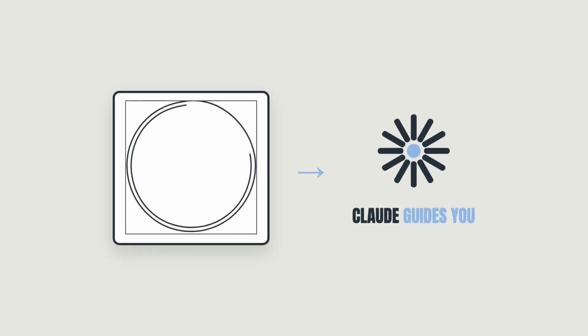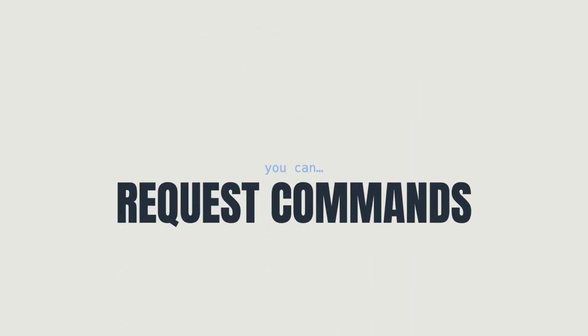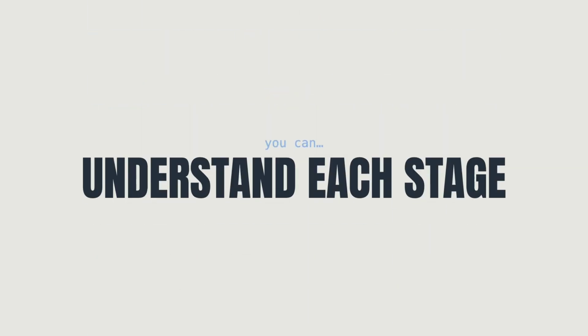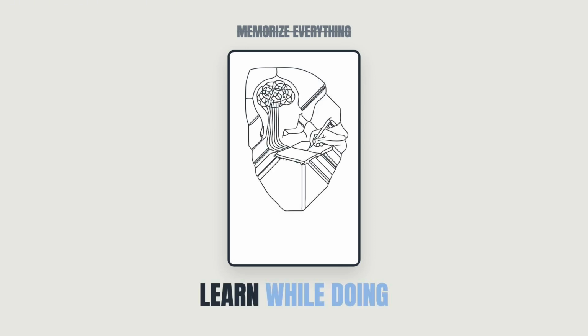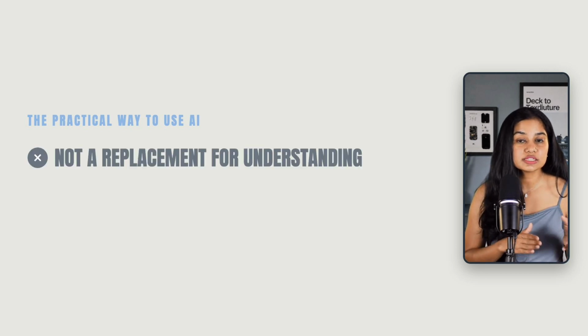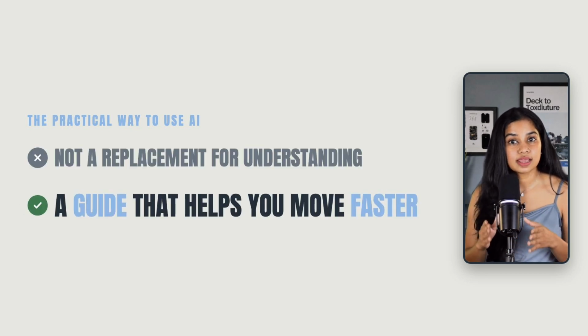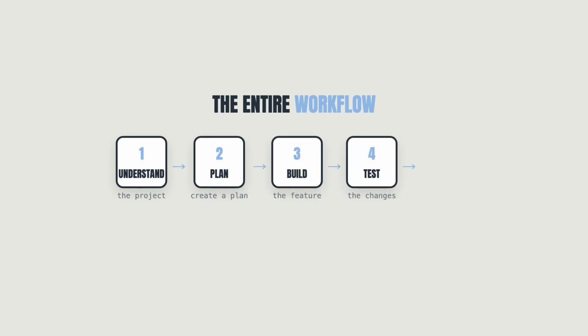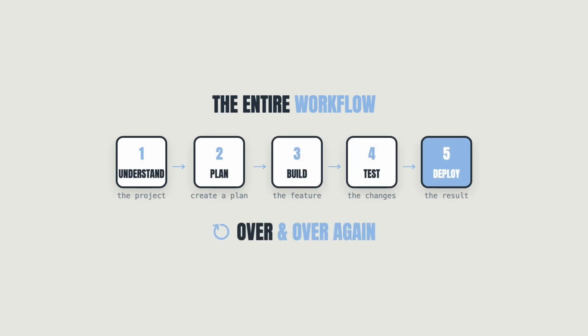What is nice about Claude Code is that it can help guide you through those steps. You can ask questions, you can request commands, you can get help creating branches, preparing pull requests, and understanding what is happening at each stage. Instead of memorizing everything, you can learn while doing. And that's one of the most practical ways to use AI. Not as a replacement for understanding, but as a guide that helps you move faster while you are learning. At that point, you've completed the entire workflow: understand the project, create a plan, build the feature, test the changes, deploy the results. That's the loop you'll use over and over again.